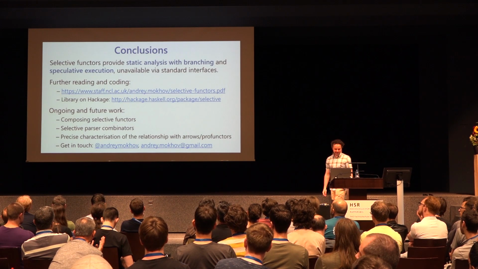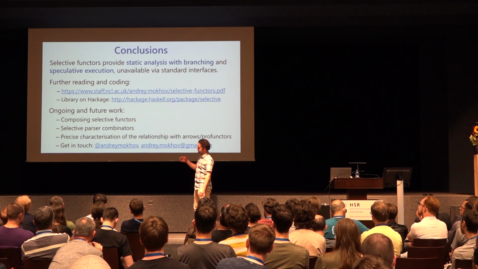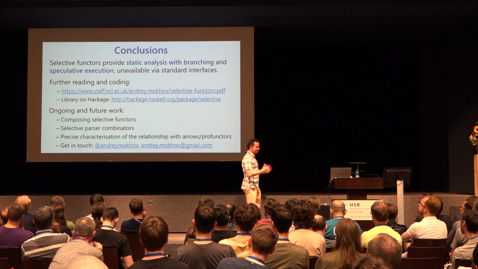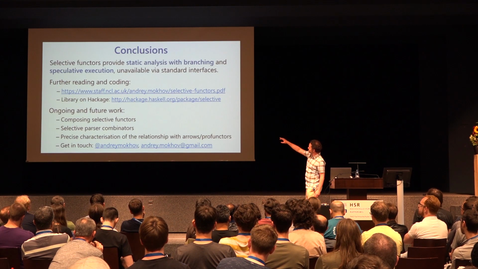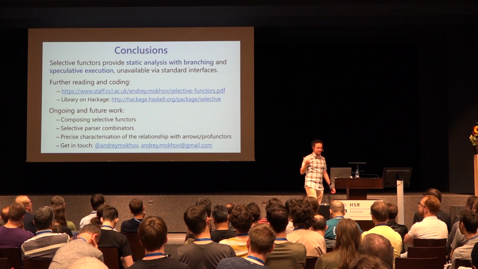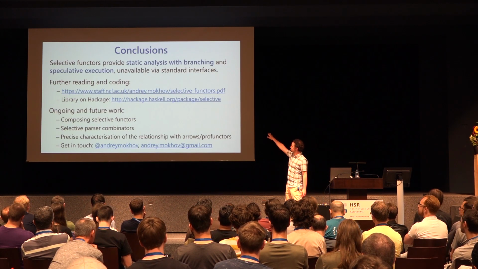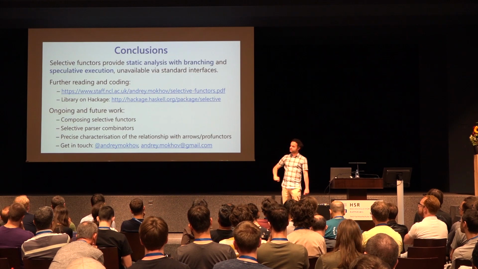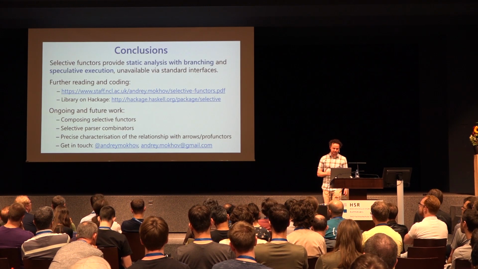That's all I wanted to say, and just the final note is that selective functors provide you two abilities. Their superpowers are speculative execution and combination of effects with branching. This is something that other functors and monads cannot do. And we have a paper about this. I encourage you to read it if you got interested. It's a long paper, it has a lot more content than I could explain in my talk.